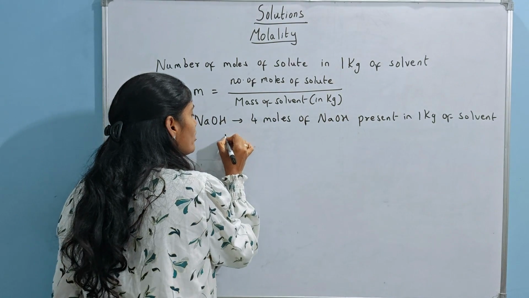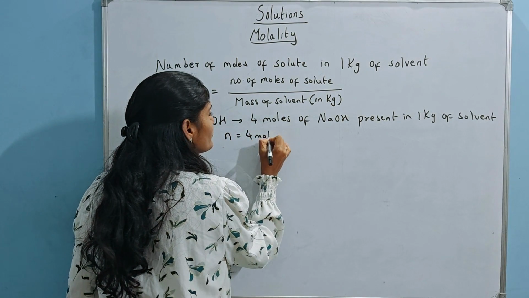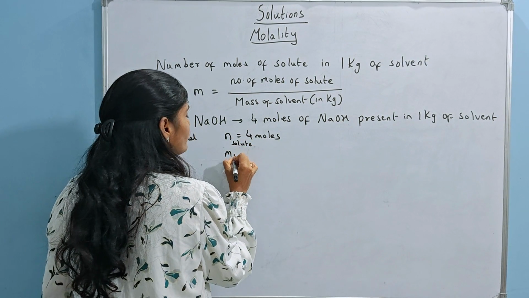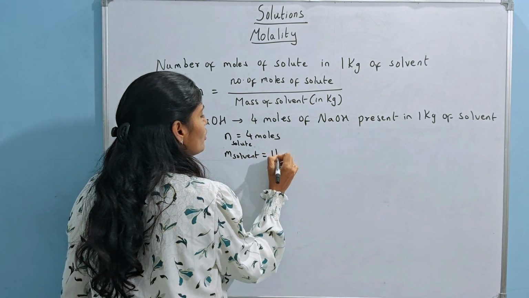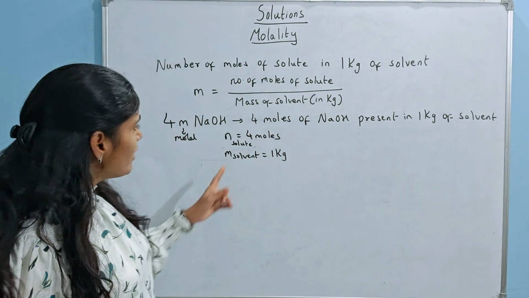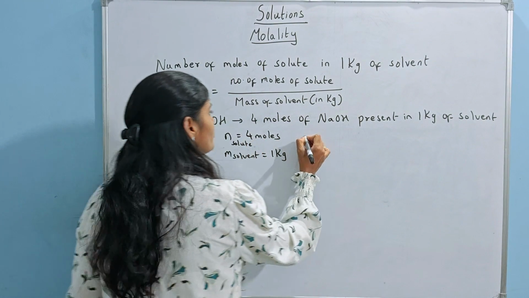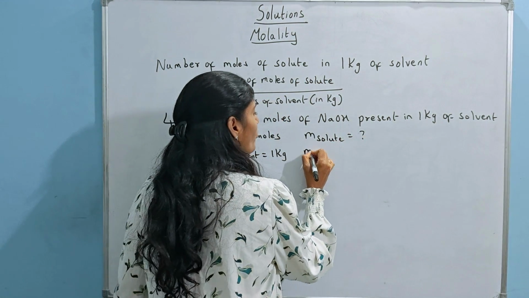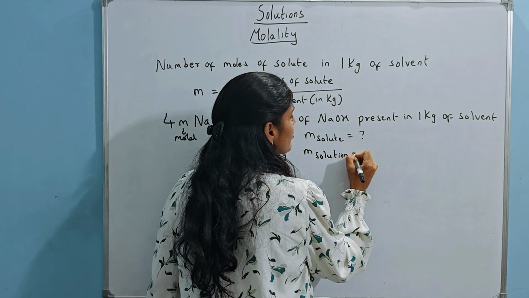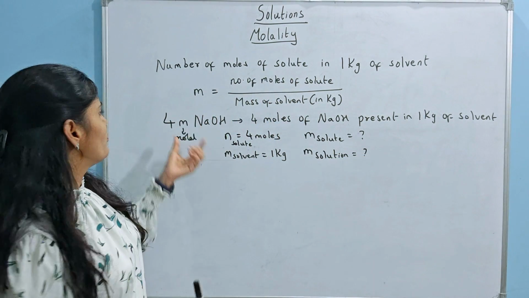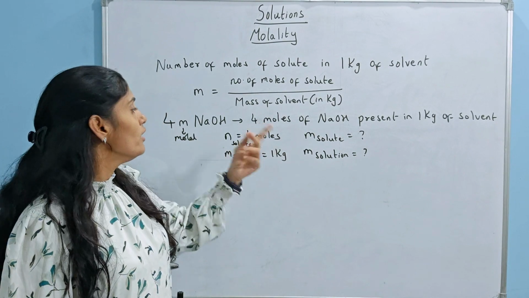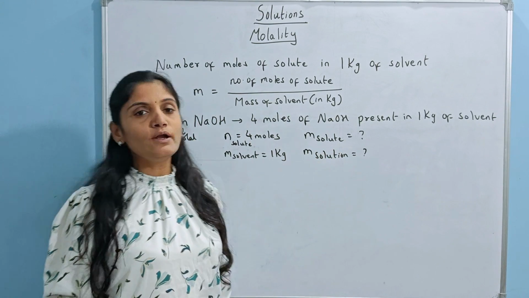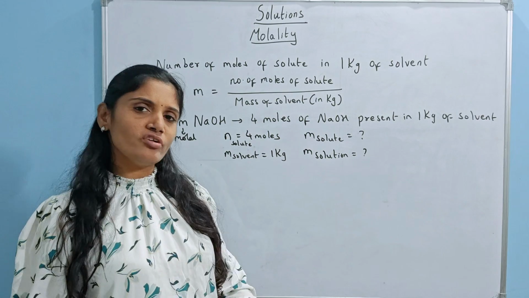What information did we already get? Number of moles of solute, 4 moles. Mass of solvent also we got, which is equal to 1 kg. What else can we get here? Can we get the mass of solute from here? Can we get the mass of solution from the given data? Only from this particular part, 4 molal NaOH, we already know number of moles is 4 and mass of solvent is 1 kg. Can we also find out the mass of solute and mass of solution? Let's try.